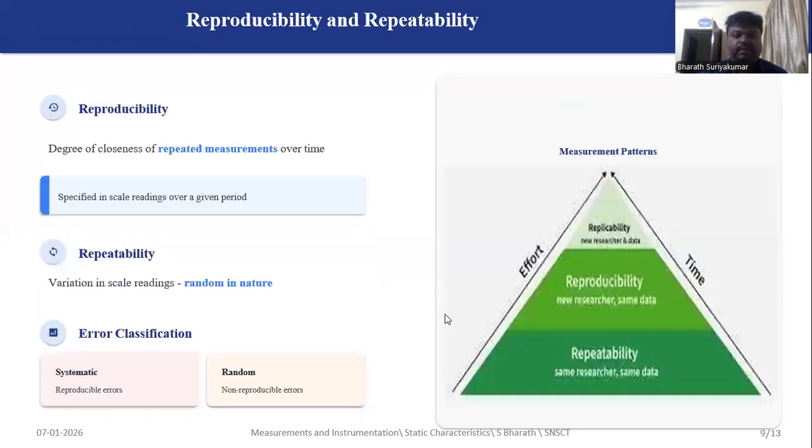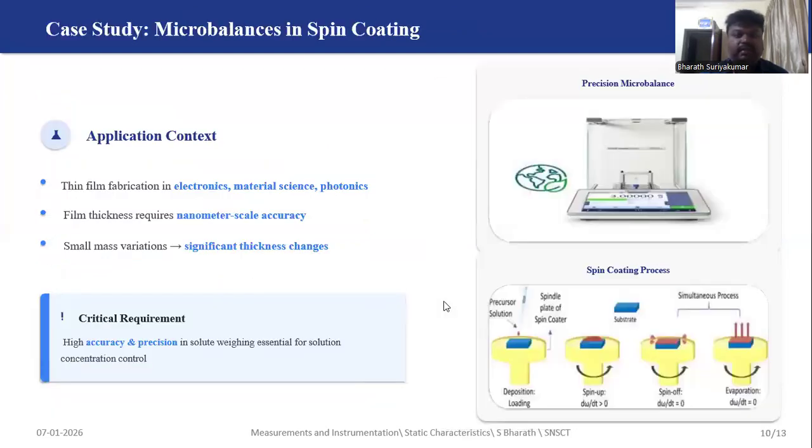Reproducibility. Reproducibility is the degree of closeness of repeated measurements over a time period. Repeatability is the variation in scaled readings, due to random errors. Error classifications are of different types: one is systematic errors and the other is random errors.